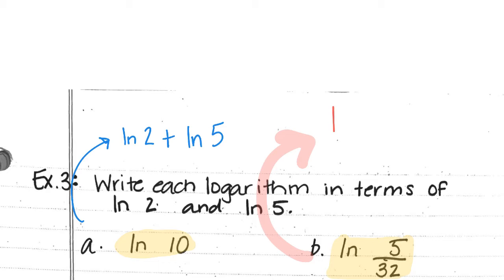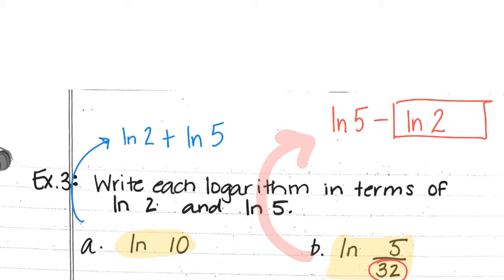I first of all know that I'm going to take ln of 5 and subtract something. What am I going to subtract here? Well, remember that 32 is 2 to the 5th power. Now, because this 5th is in a power, I have to bring it to the front. So my final answer is ln of 5 minus 5 times the natural logarithm of 2.